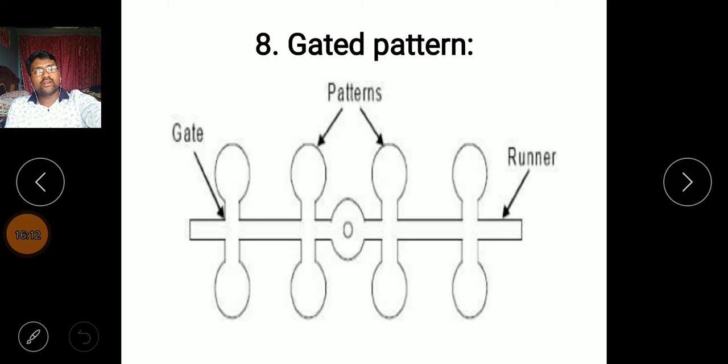Observe this diagram, it consists of a number of patterns. These are known as patterns, this is known as the gate or whirlpool, and this is known as the runner. We have to provide the molten metal through the runner to all these patterns at a single time. It is used to produce a large quantity of small parts in a single casting process.